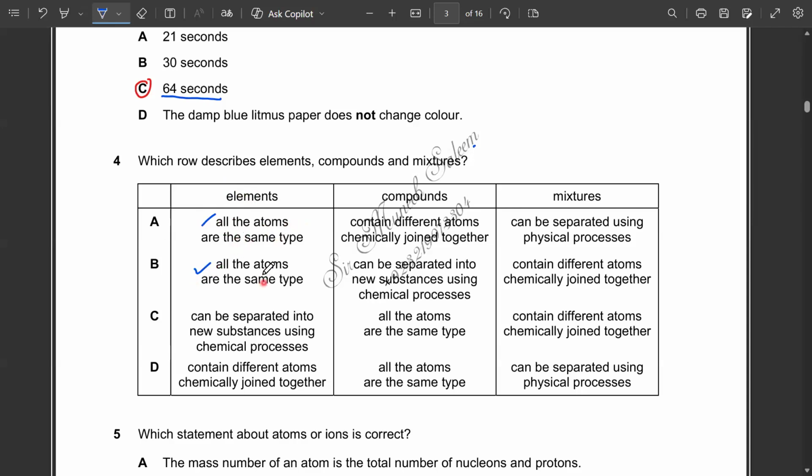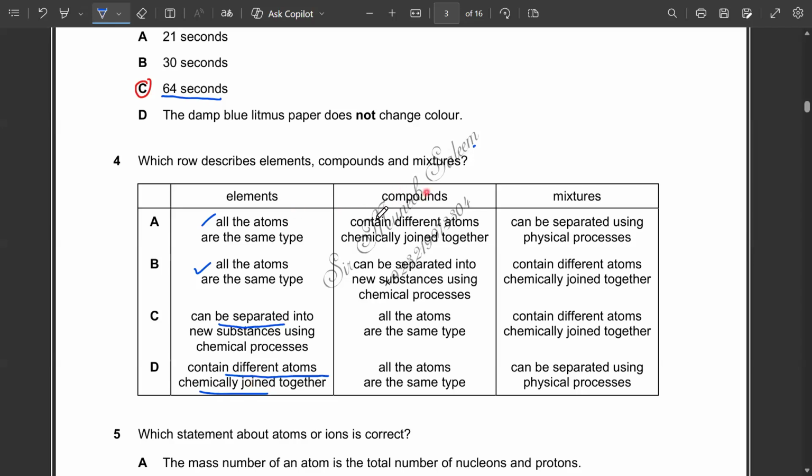They are of the same atoms. The type of the atoms is the same. C cannot be correct because it is not the definition of an element. An element cannot be separated by chemical process, or it does not contain different atoms chemically joined. That's also incorrect.